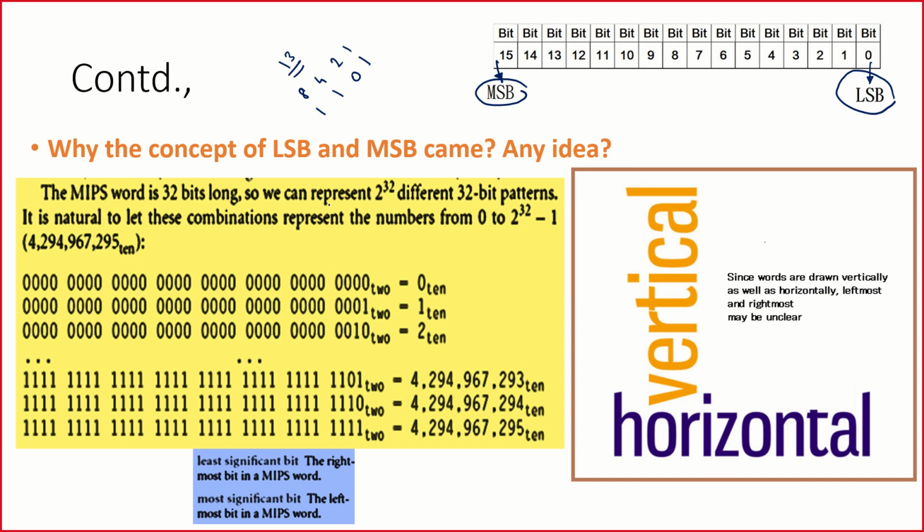Remember, the rightmost bit in a MIPS word is called the least significant bit. The leftmost bit in a MIPS word is called the most significant bit. Please do not be unclear about it. This is to be very clear, and this is an interview question. Why do we need to have LSB and MSB? We need them because we need to have a common pattern.